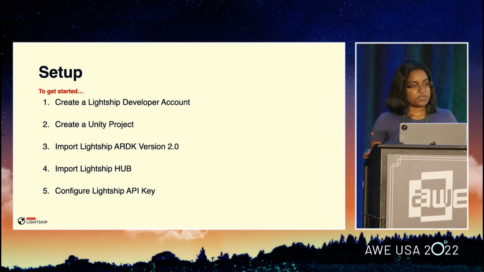You'll also need to create a Unity project, so if you do not have Unity already installed, you want to install Unity. If you already have a working Unity project, you can easily import the ARDK into your scene. On lightship.dev, please see the system requirements for more information on the supported Unity versions and mobile devices. After you have Unity set up, you'll want to import the ARDK and Lightship Hub Unity packages, and then configure your API key. Let's take a closer look at these steps.